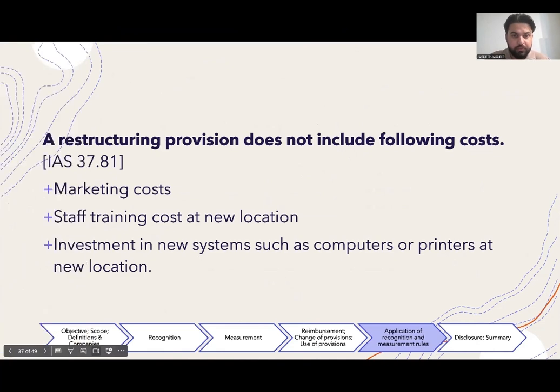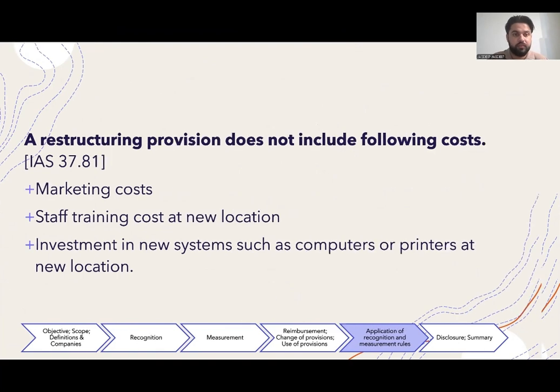A restructuring provision does not include the following costs: marketing cost, staff training cost at the new location, and investment in a new system, such as computers or printers at the new location.